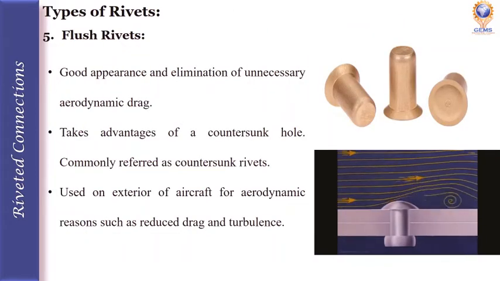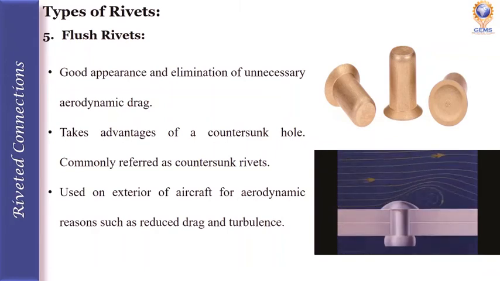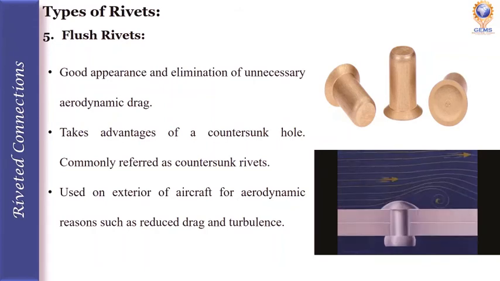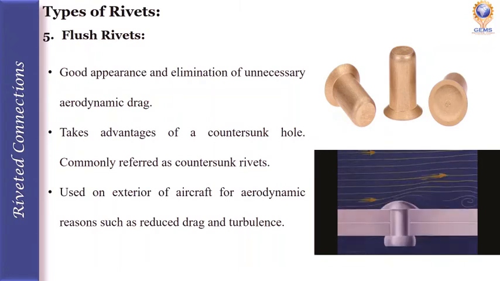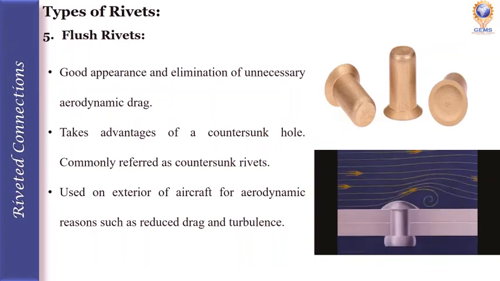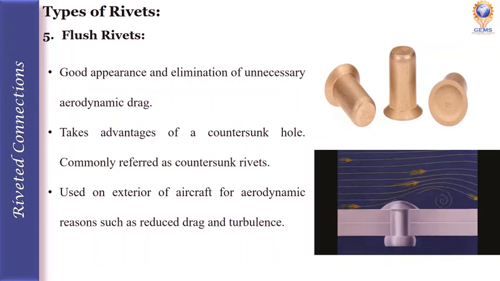Fifth, flush rivets. A flush rivet is used primarily on exterior metal surfaces where good appearance and the elimination of unnecessary aerodynamic drag are important. These flush rivets take advantage of a countersunk hole, so they are also commonly referred to as countersunk rivets. These countersunk or flush rivets are used extensively on the exterior of aircraft for aerodynamic reasons, such as to reduce drag and turbulence.